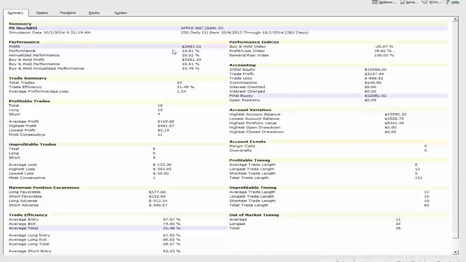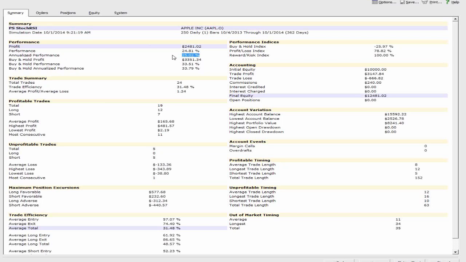The things I think are important for you to look at, obviously, are performance, which is going to be a factor. In this particular case, the performance on the RSI is 24.81%. Annualized, it was just short of a year that we tested. Annualized, that would be about 25%.